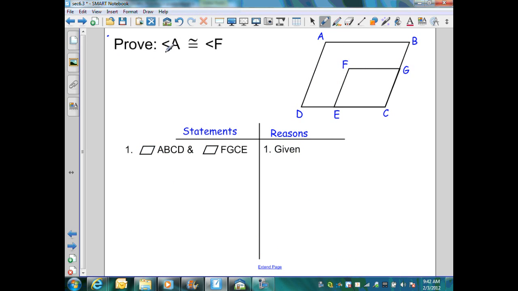On this slide, I want to prove that angle A is congruent to angle F. I'm given ABCD is a parallelogram and FGCE is a parallelogram. In this diagram, I want to prove that angle A is congruent to angle F. I know that the large figure is a parallelogram. Therefore, I can state that angle A is congruent to angle C. So step 2, angle A is congruent to angle C. And that is because opposite angles in a parallelogram are congruent.